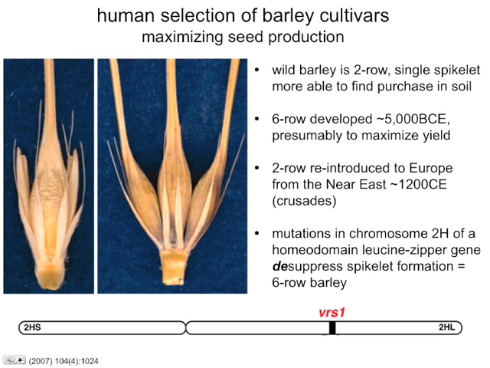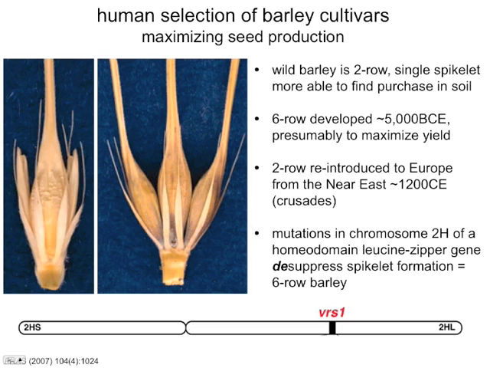It's considered that the real reason for this, in terms of adaptation and evolution, is that the single spikelet is more arrow-shaped and more able to find purchase in soil, find its way through other plants, around rocks, and back down to the ground. The 6-row developed, as I said, 8 to 10,000 years ago.